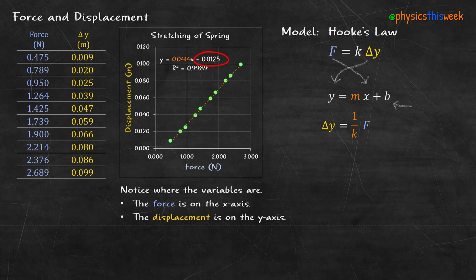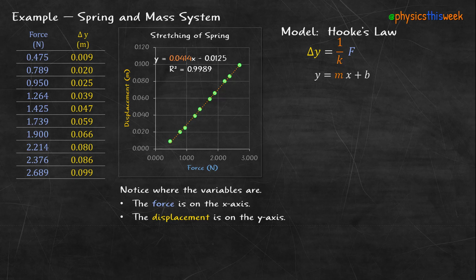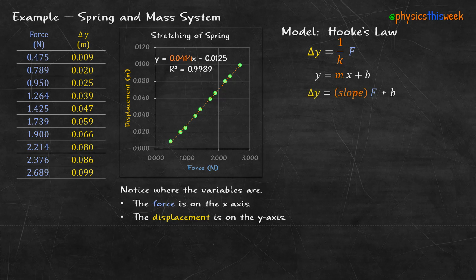Now we're ready to do some fitting. We start out with our modified Hooke's law, delta y equals 1 over k times the force. We compare this with our trend line equation, y equals mx plus b. We fit the model and trend line together, getting delta y equals the slope times the force plus b. Since the slope is 1 over the spring constant, we get delta y equals 1 over k times F plus b. This leads us to the result that the slope is equal to 1 over k.